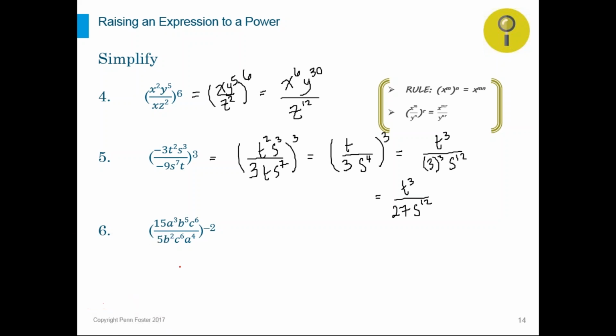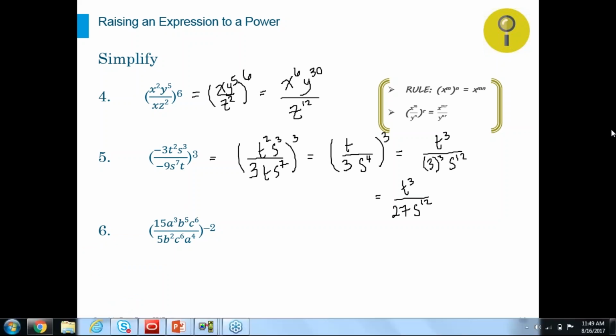Okay, let's go back to the questions. So this time I have a fraction with some numbers and variables, powers, and an outer power that's a negative power. What should we do? Same rules.